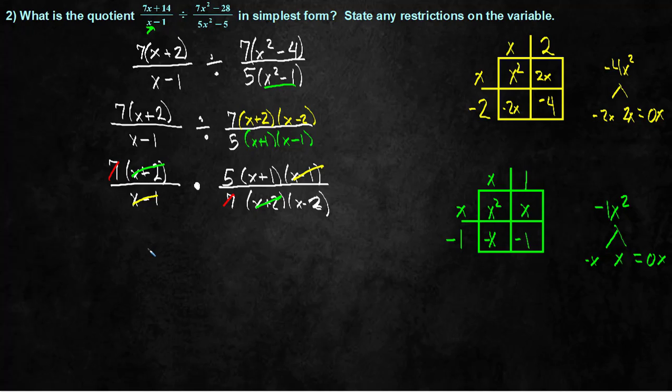So that leaves me 5 times x plus 1, all divided by x minus 2. And you can multiply that out or you can leave it distributed. You don't have to go any further than this. And so let's find our restrictions.